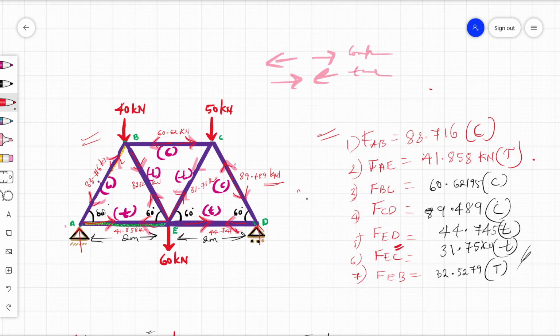This is the end of the numerical. I forgot one more thing, that is the reaction. Don't do this like me. The reaction value is 72.5 kilonewton and 77.5 kilonewton. If you do this, this is the final exact numerical answer.